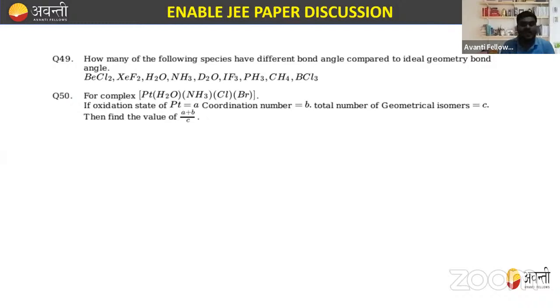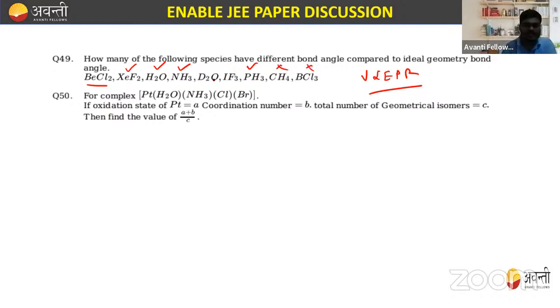That is question number 49. How many of the following species have a different bond angle compared to the ideal geometrical bond? We all know that according to VSEPR theory, this question is also from chemical bonding. Due to presence of lone pair, their structure changes. So if I'm talking about BeCl2, there is no lone pair, there is no change in structure. XeF2, yeah, there is a lone pair. H2O, there is a lone pair. NH3, lone pair. IF3, PH3, lone pair. CH4, no lone pair. BCl3, no lone pair.